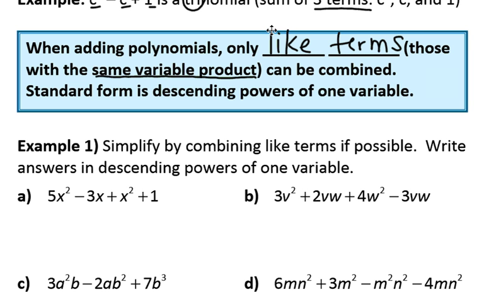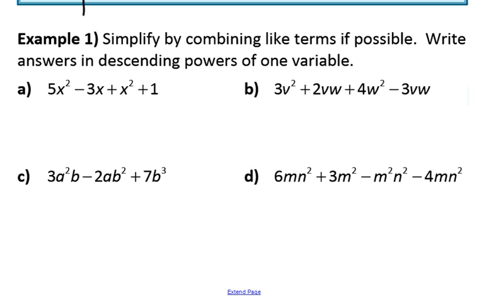And then when we combine these, we put them in what we call standard form. Standard form is when you put them in descending powers. So if you have x squared and then an x, then you put the x squared before the x. All right, so let's see what this looks like. For these examples, we're going to combine like terms, if possible, and then write them in descending powers. Looking at part A, I'm going to use different colors. If you have different colors, that might help you with this today.